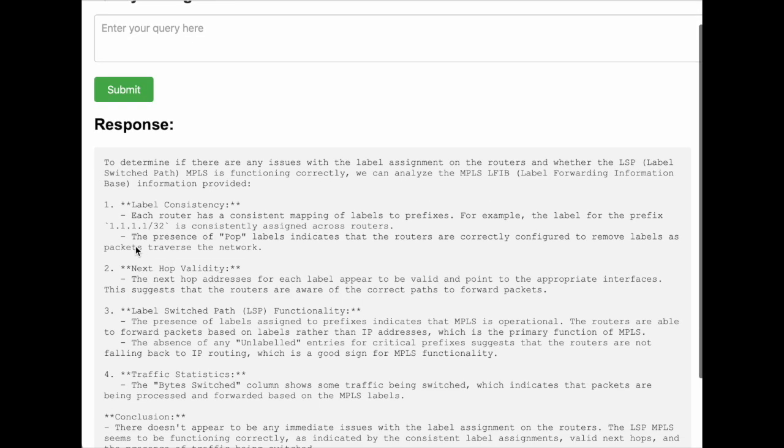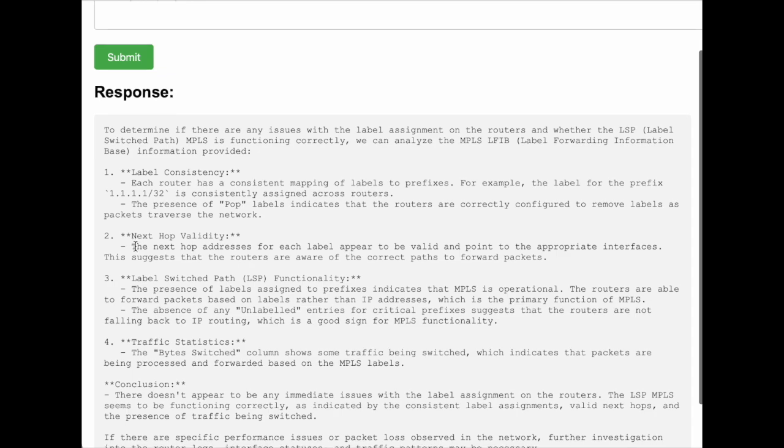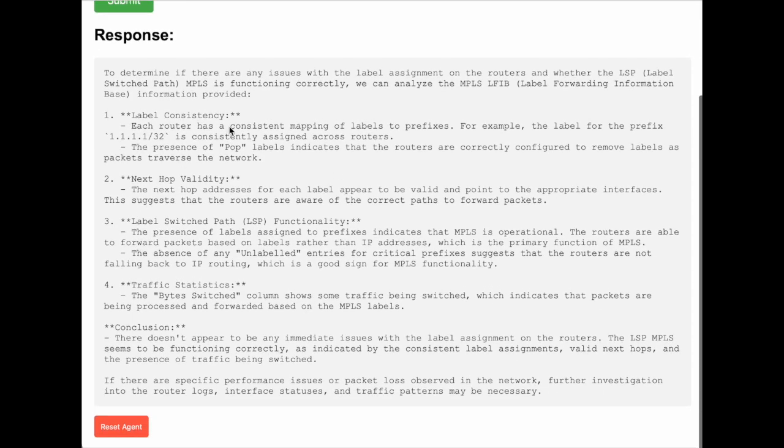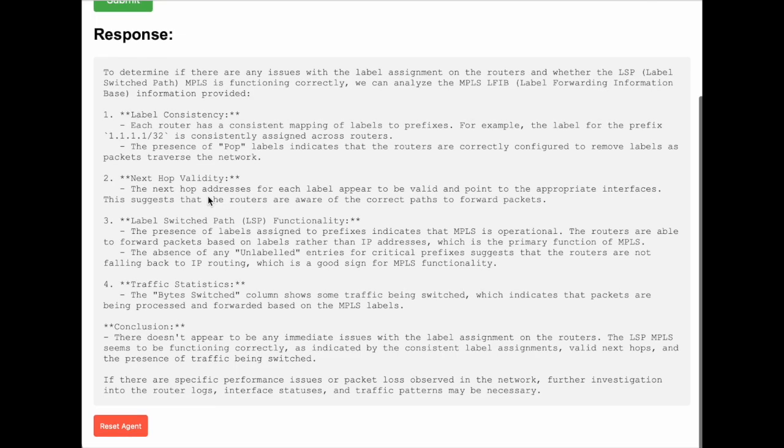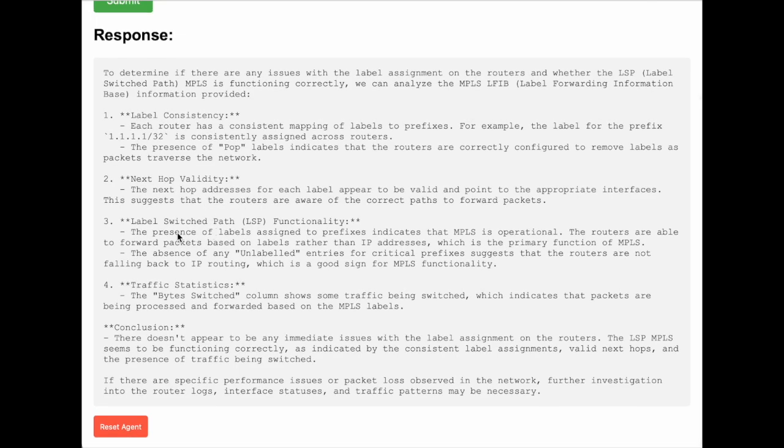To determine if there's any issue with label consistency, the mapping of labels, for example, is consistently assigned to the appropriate prefix. Next, the label switch path from the prefix label is operational. The absence of any unlabeled entries for critical prefixes, not falling back to IP. Wow.